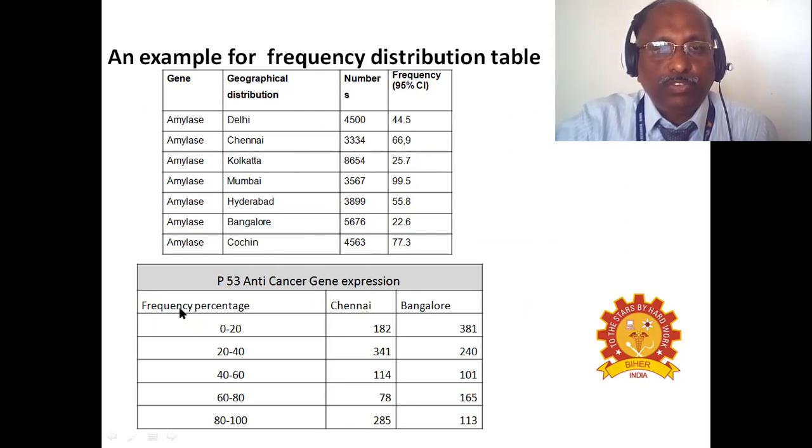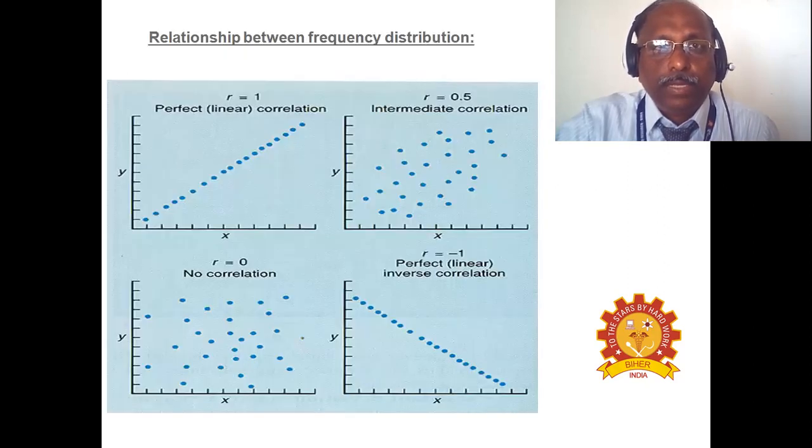Similarly, the cancer expression genes are expressed as a frequency distribution in 3 columns. The frequency percentage in geographical locations like Chennai and Bangalore. Here, the graphs represent the relationship between frequency distribution, and the correlation between the values is represented in different graph patterns.